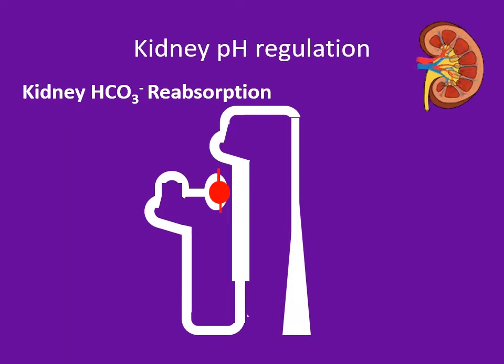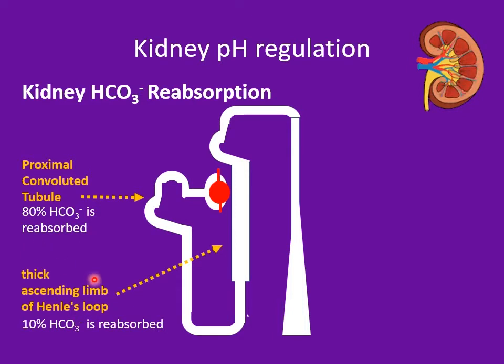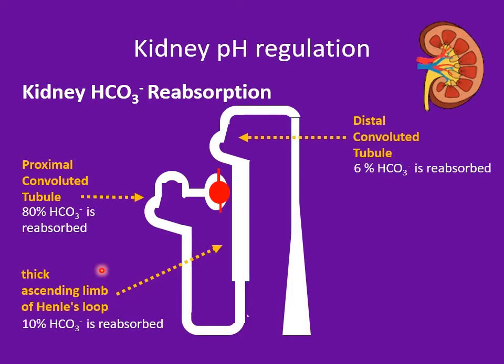And does every part of the nephron reabsorb bicarbonate in the same way? No, there are only certain parts of the nephron that can reabsorb bicarbonate. The most important one is the proximal convoluted tubule that reabsorbs about 80% of bicarbonate. Then there's the thick ascending limb of Henle's loop that reabsorbs about 10%. We have the distal convoluted tubule that reabsorbs about 6% of the bicarbonate that is filtered. And finally, the collecting tubule that can reabsorb about 4%.